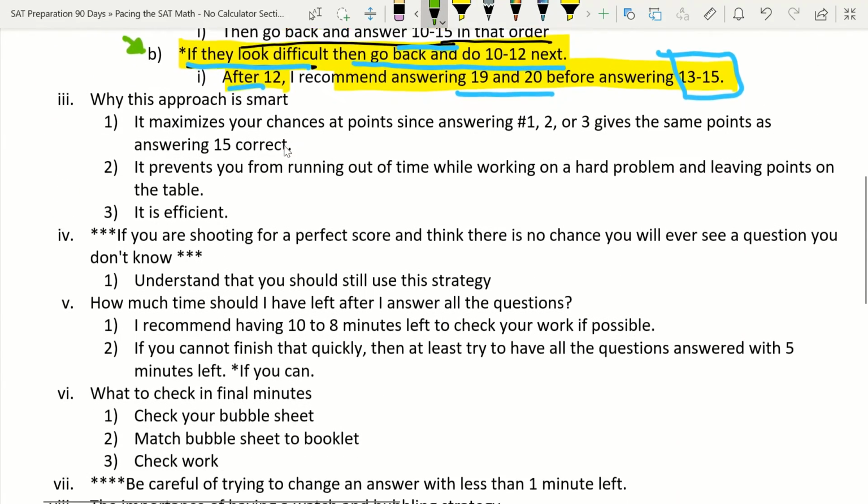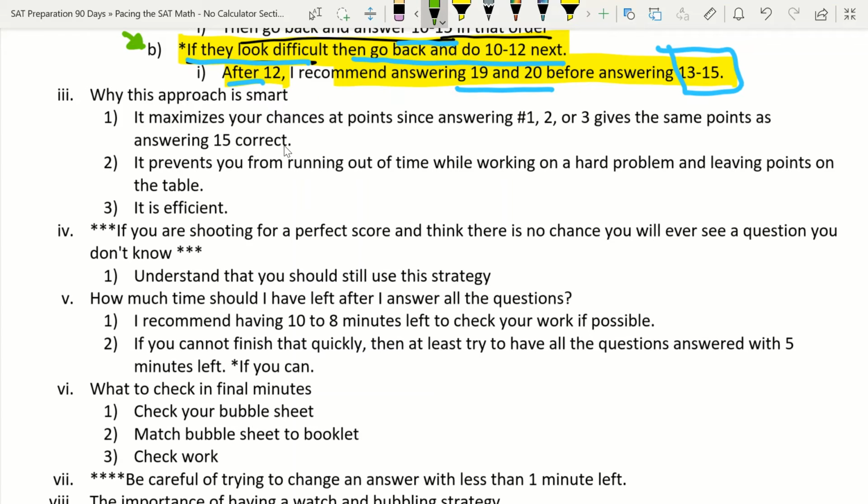All right, so why is this approach smart? So let's really dive into why it's smart. Well, it's going to maximize our chances at points because answering questions 1, 2, or 3 is going to give us the same amount of points as answering 15 correctly. Okay, so the way the SAT math scoring works is it's just based on the number of correct answers you get over the number of possible correct answers you can get, right?